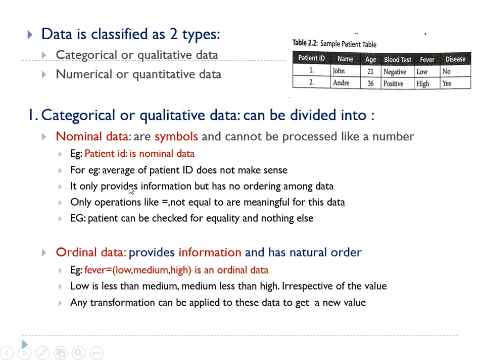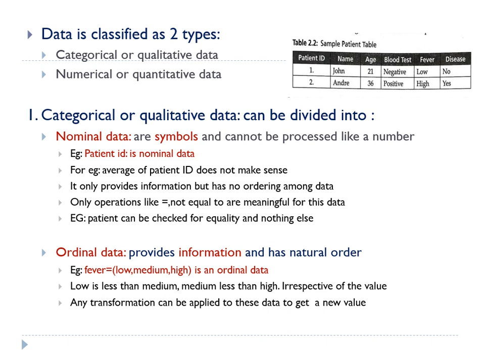For example, if I have a patient ID of a patient, you are not going to do any math equation on that. It's just an ID of the patient. It can be numbers, it can be alphabets, whatever it is, it's just a symbol. We are not going to process it like a number. The only kind of processing you can do on nominal data is probably equal to or not equal to. So I can write, if the patient ID is equal to 100, I'll be doing this.